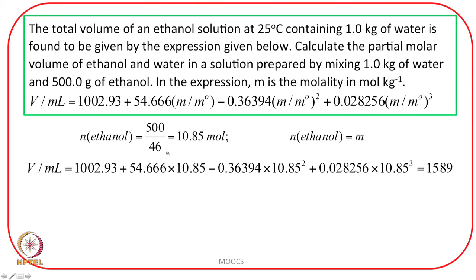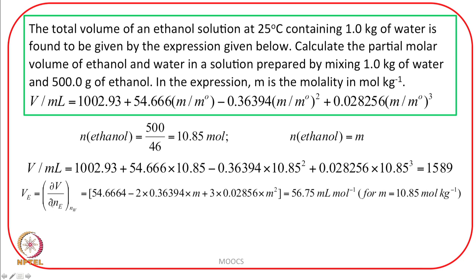when 500 gram of ethanol is added, which is equivalent to 10.85 mole, you put instead of m 10.85, substitute, the answer that you will get is 1589 milliliter. This is the total volume of solution. In order to calculate partial molar volume, I need to differentiate this. Let us differentiate this and see what we get.